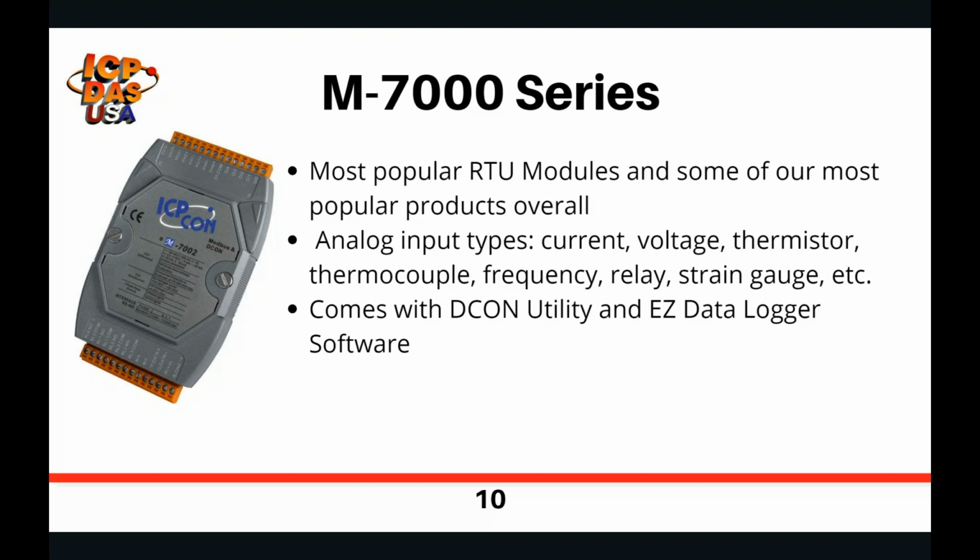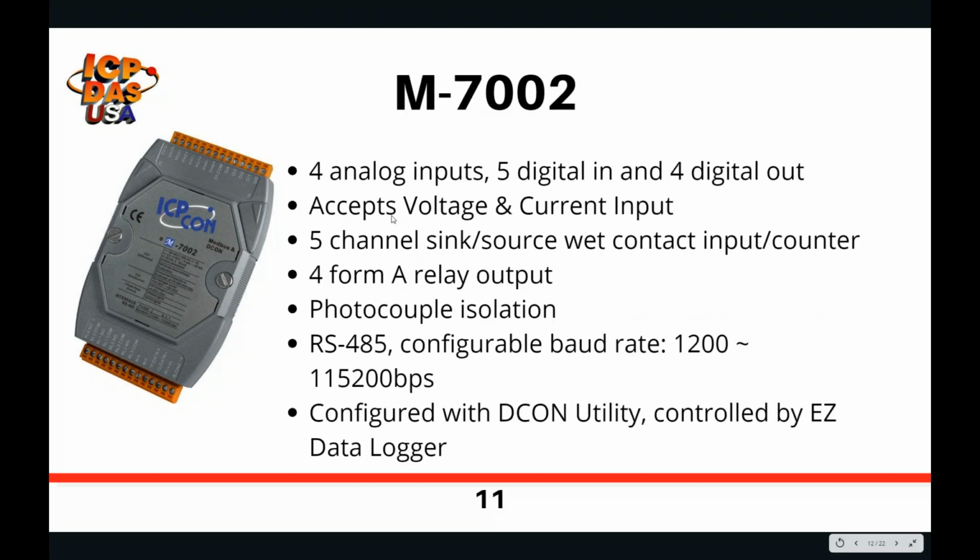Okay, so this is the M7002 module. This is a 4 analog input, 5 digital in, and 4 digital out. It accepts voltage and current input. It's got 5-channel sync source, wet contact input counter on those digital in channels. For digital out, it's got 4 Form A relay outputs.